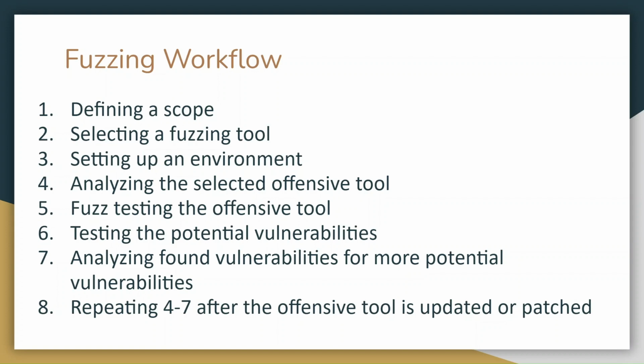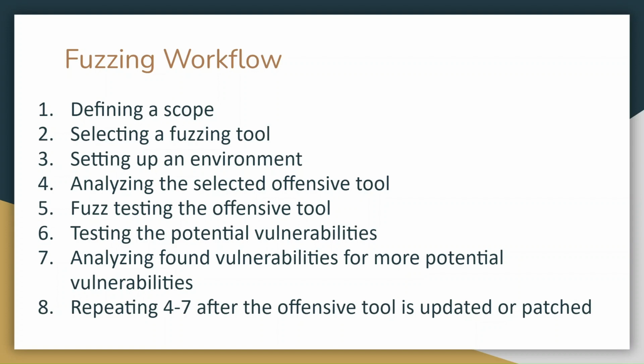The next step is fuzzing the offensive tool, and we recommend setting up your fuzzing tool in one VM and your offensive tool in another. The next step is testing any potential vulnerabilities found during fuzzing. Any packets sent by the fuzzer that cause the offensive tool to crash or hang should be sent to the offensive tool outside of fuzzing to determine if the effects are repeatable. If the crash or hang occurs outside of fuzzing, then an active defense response has been discovered.